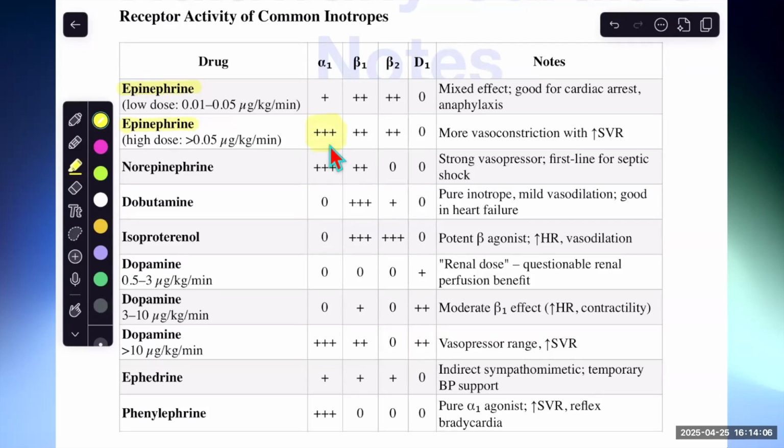So if you want to benefit from only the beta effect of epinephrine, where SVR is good and I don't want to increase it, I don't want to increase the oxygen demand, I will go to low dose epinephrine. Because I know if I increase it more than 0.05, or some boxes say more than 0.1 mcg per kg, the alpha effect will be predominant. At this time there is more vasoconstriction, more SVR, more oxygen demand, more strain on the LV. I hope this one is clear.